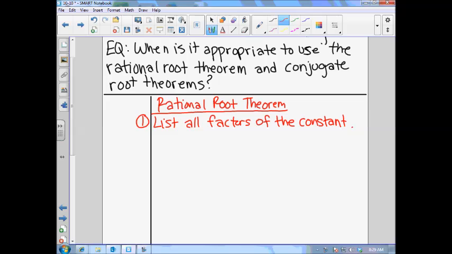What's a constant term? Does anyone know? Silver? Good. So like 7, right? It's a term that does not have the variable. -4. Those would be constants. If we say -4x, it's no longer a constant. Okay? So we're going to list all the factors from the polynomial's constant.